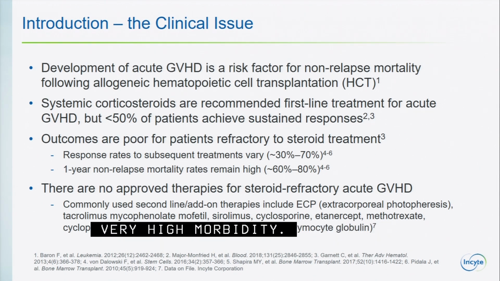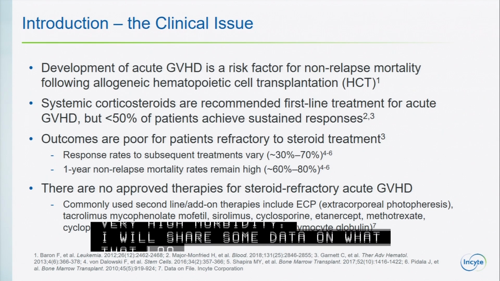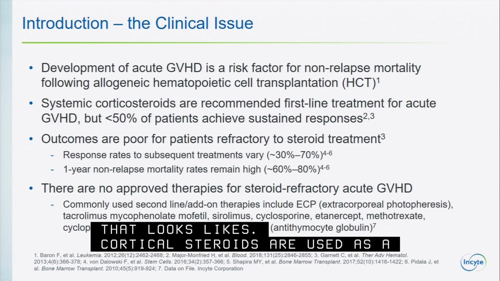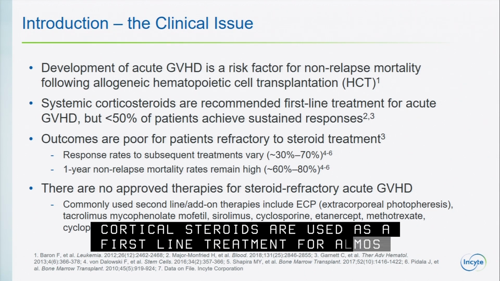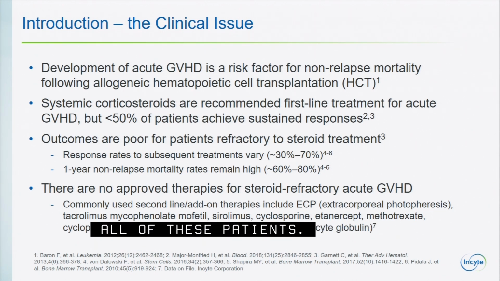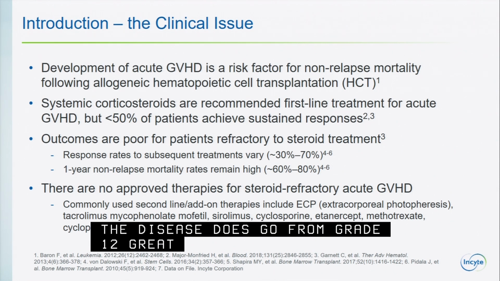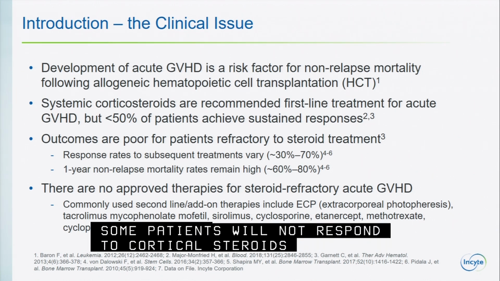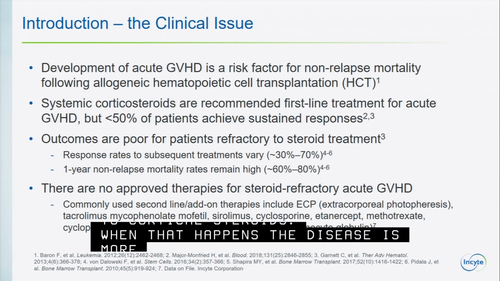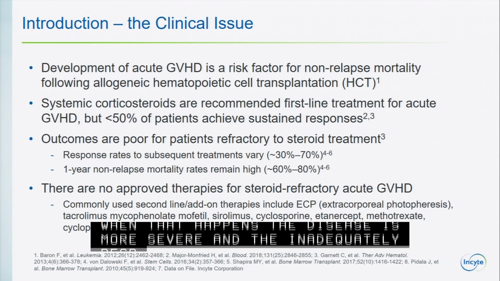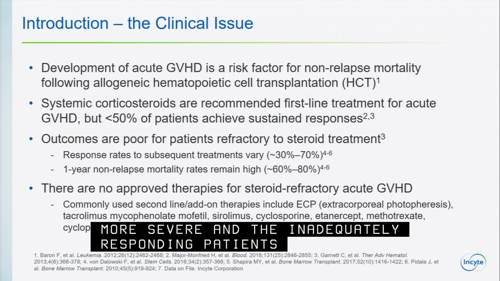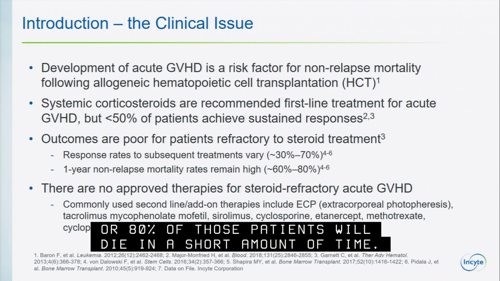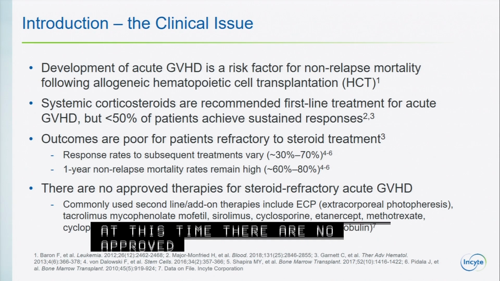Corticosteroids are used as a first-line treatment for almost all of these patients. The disease does go from grade 1 to grade 4, where 2 to 4 is systemic treatment. About half of these patients at some point will not respond optimally to corticosteroids. Once that happens, the disease is much more severe. In the inadequately responding patients, almost 60 to 80% of these patients will die in a short amount of time. At this time, there are no approved treatments in the steroid refractory or second-line treatment for graft-versus-host disease.